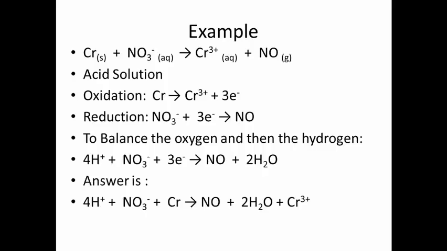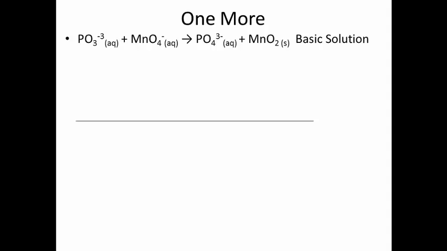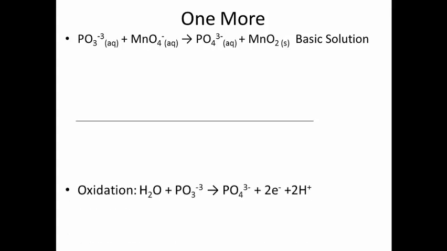We add up the 2 half reactions, and the overall reaction is this, which is the net ionic equation. In another example, we start with phosphite and permanganate, and it turns into phosphate and manganese dioxide, and this happens in a basic solution.